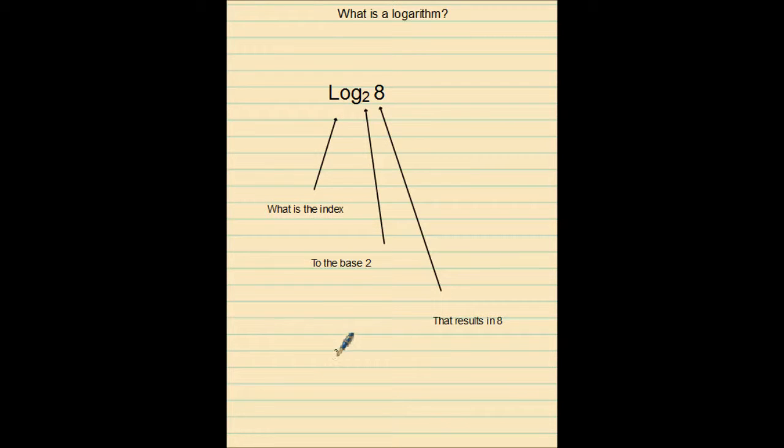And if I was to write that in equivalent algebra that you are familiar with, what is the index? So all right, I'm unusually going to put a question mark here. To the base 2, that results in 8. And now this is a form that you are much more comfortable with and can understand. So I would always convert between this, which can be difficult to see what's going on, to this, easy to see what's going on.